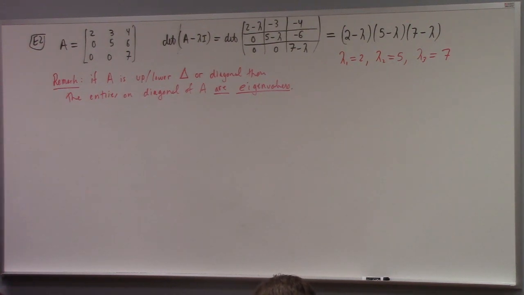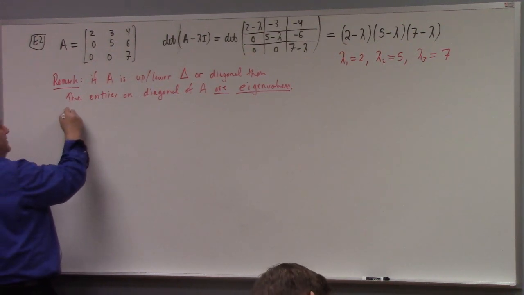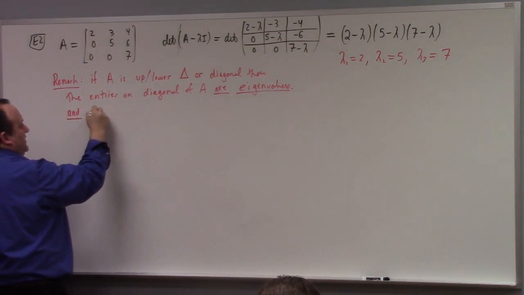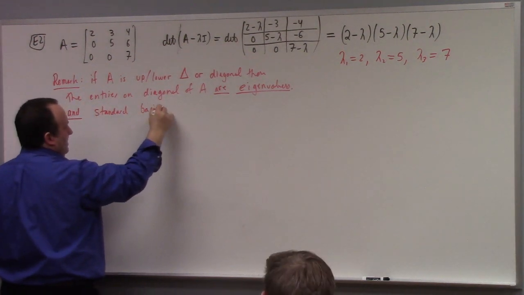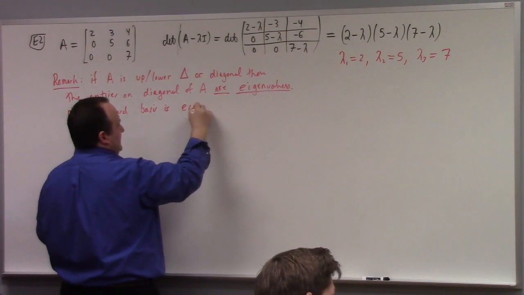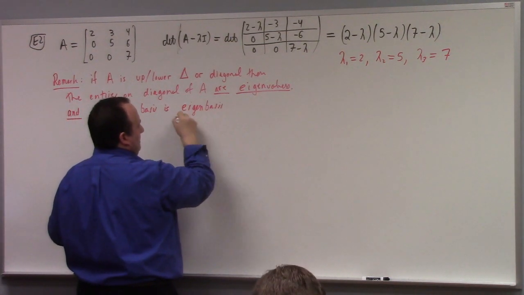So if you think about A minus lambda I for an upper, lower, or diagonal matrix, it's still an upper, lower, or diagonal matrix. And so when you calculate the determinant, it's just the product of the diagonals. So that's cool, but it's a little bit more than that. In fact, the standard basis is an eigenbasis. What's an eigenbasis?